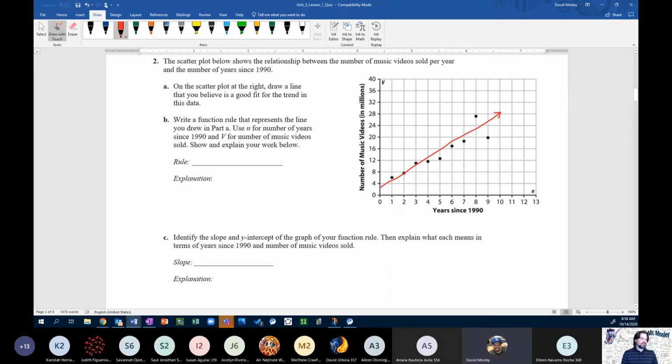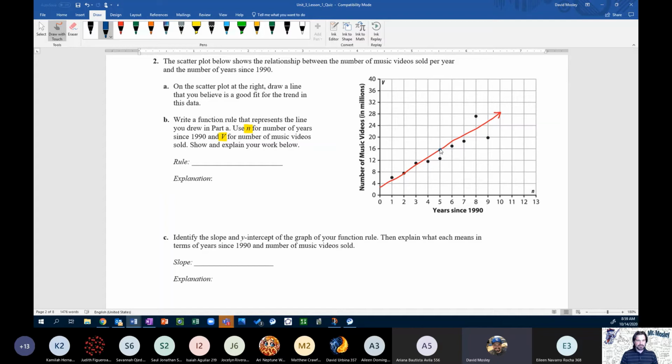All right. So part B says write a function rule that represents the line you drew in part A. Use n for number of years since 1990, and V for the number of music videos sold. Show and explain your work below. So this is where we now have some work to do. We need an equation for this line that I drew. It is not a perfect line. There's not excellent points to use, but we're just going to pick and guess and do the best we can. That's the only thing we can do.